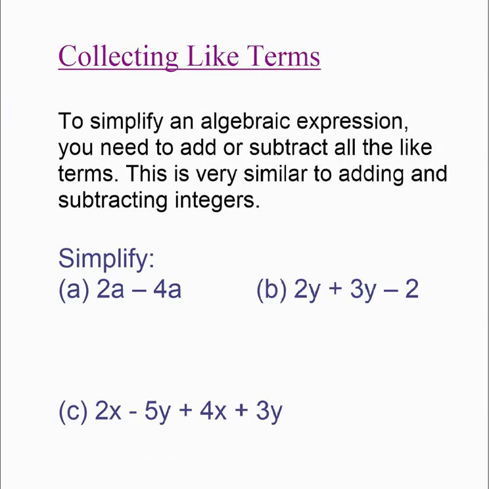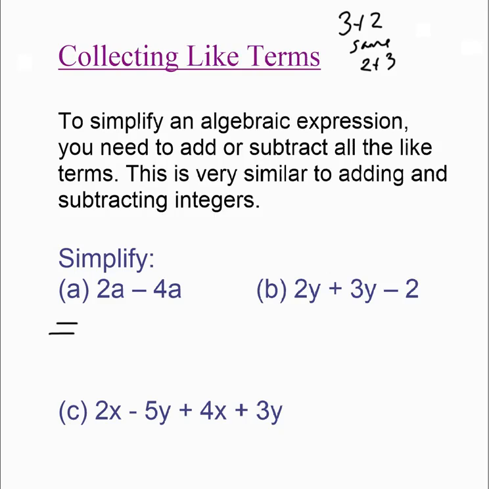So for collecting like terms, what you want to do is put the things that are the same together. And remember, you can change the order of adding. So 3 plus 2 is the same as 2 plus 3. The order doesn't make a difference. So in this example here, your terms are already collected. You already have the things that are alike together, so you don't have to do that part. You can go straight to the answer.